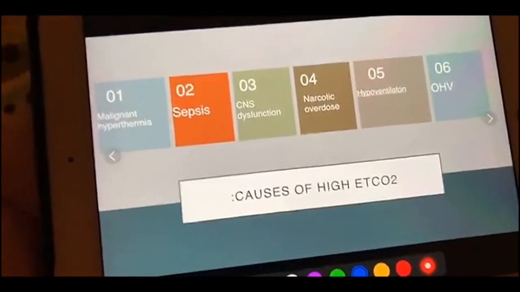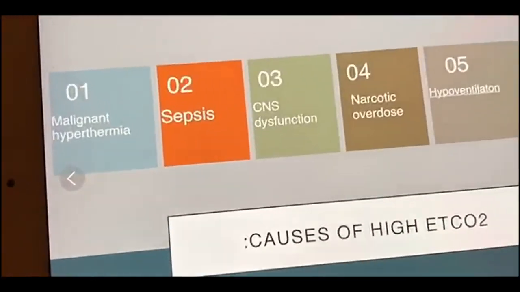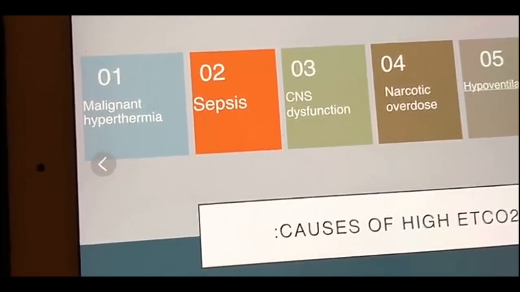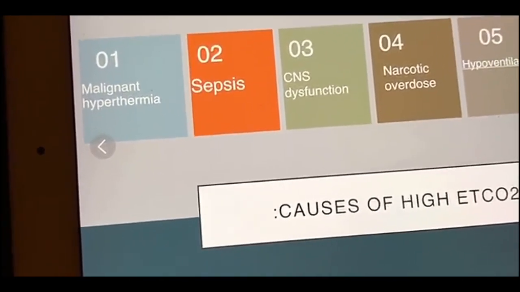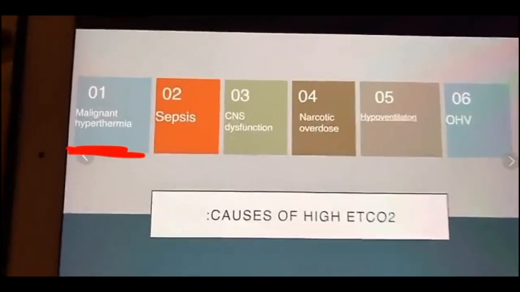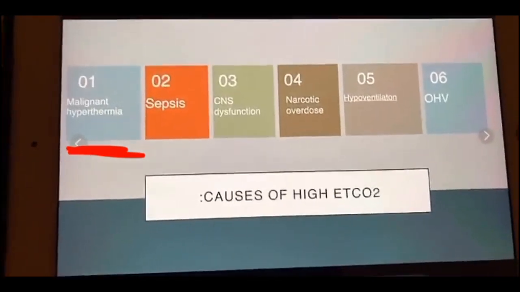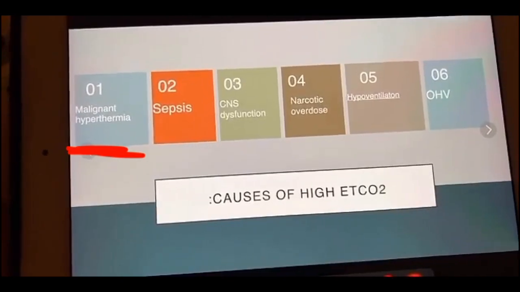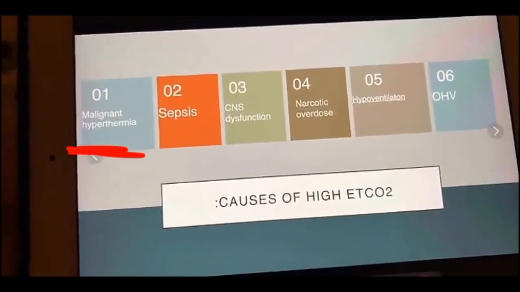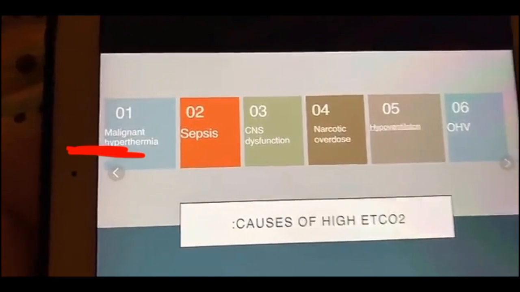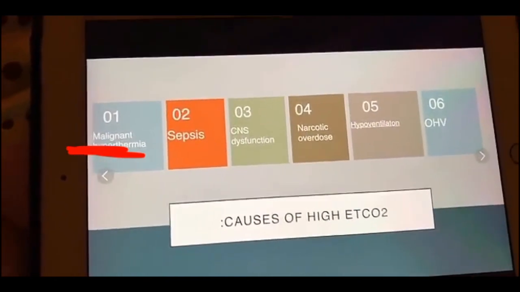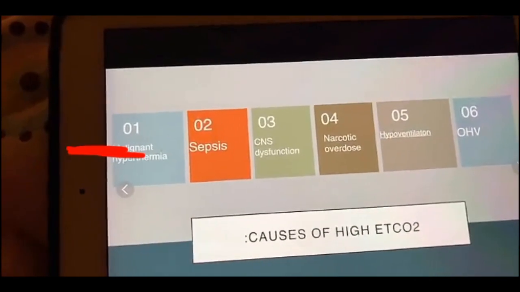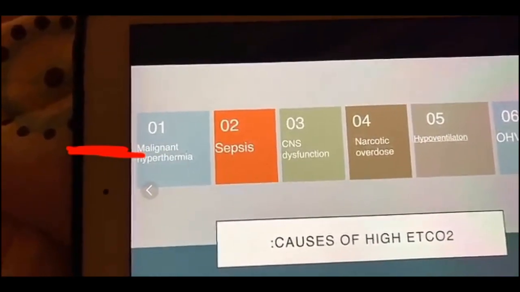So one is malignant hyperthermia, a life-threatening condition where the patient's body temperature increases and gets into a cycle of hypermetabolism. We know that the end byproduct of this metabolism is CO2, so it results in increased CO2 production, and the body gets into both metabolic and respiratory acidosis.